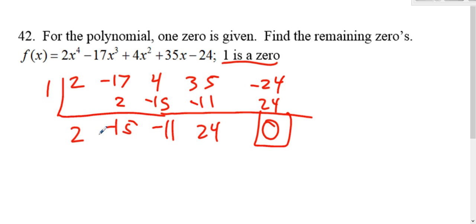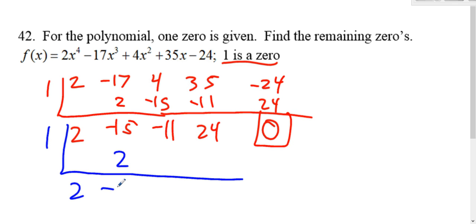So now we need to find the remaining 3 zeros that are in this remaining polynomial, the 2x cubed minus 15x squared minus 11x plus 24. Factoring by grouping does not work in this case. So let's just try synthetic division again. Maybe 1 will work again. Worked once, it might work again. And it does.